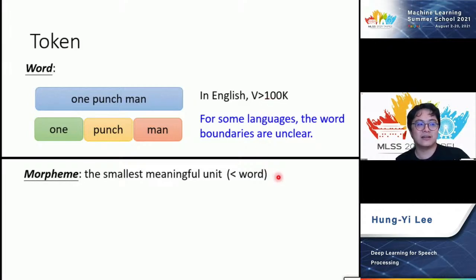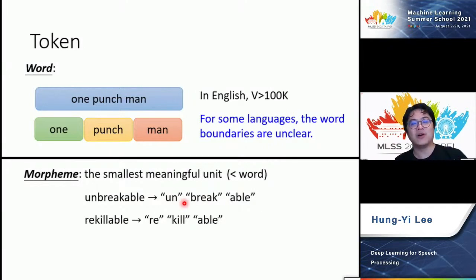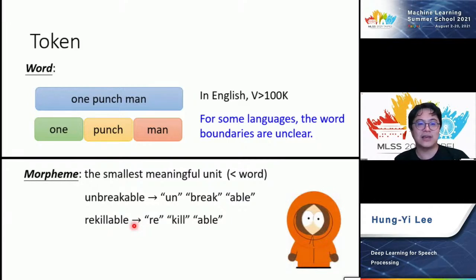Another choice is morpheme. What is a morpheme? A morpheme is the smallest meaningful unit. It's something smaller than a word. For example, in the word unbreakable, un, break, and able are morphemes. They have meaning, but they are not words. You can compose several morphemes together to form a word, even a word that probably doesn't exist in the dictionary. For example, if you compose re, kill, and able, you have rekillable. I'm not sure whether rekillable is in the dictionary, but you can guess the meaning from those morphemes. Rekillable is probably someone like Kenny. You can die and live again several times.